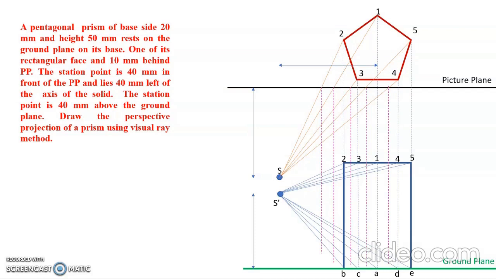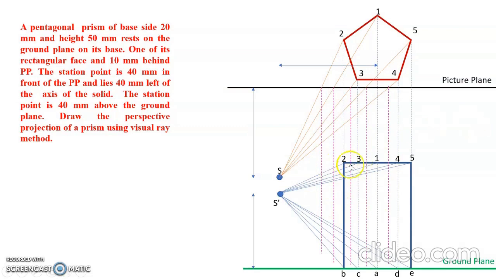Okay, so this is the intersection line from 1. Here it will cut the ray from the edge 1 to S dash. It will be coming here, right? So this is 1. Similarly 2 is coming here. So likewise we will have 5 points. Okay, so you can see the first point.